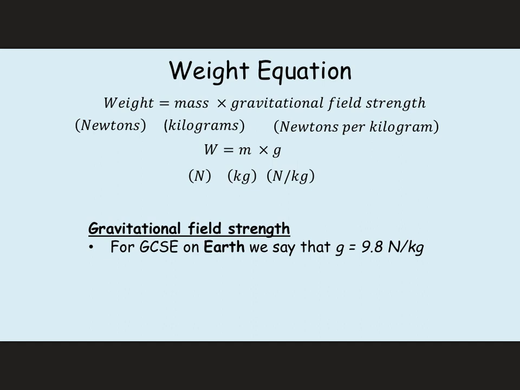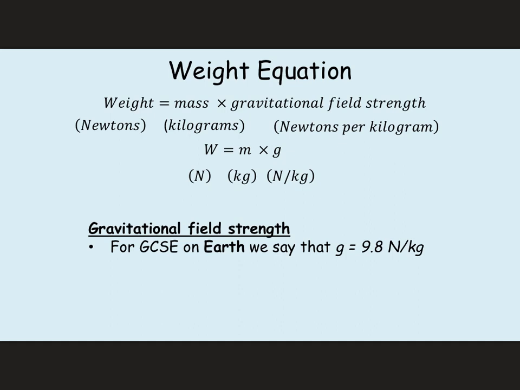We can look at how weight and mass are related using the equation that's on the screen now, where the weight is equal to mass times the gravitational field strength. Weight's a force, remember, so it's measured in newtons, mass is measured in kilograms, and the gravitational field strength is measured in newtons per kilogram. We use symbols to make it easier to apply in physics, and so we use W for weight, M for mass, and G for gravitational field strength.